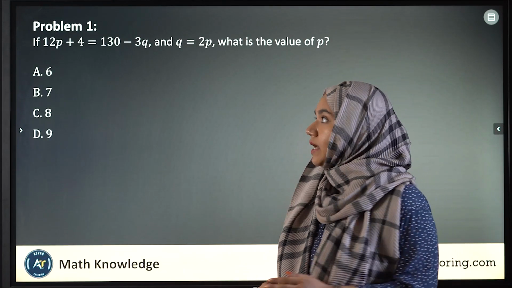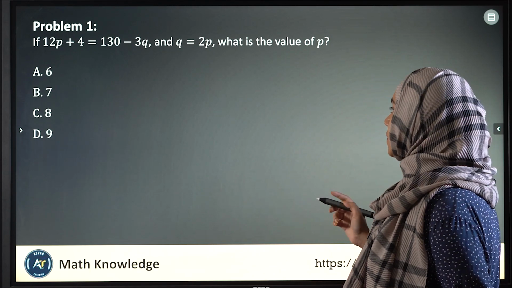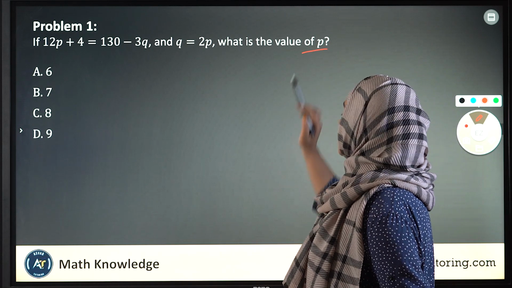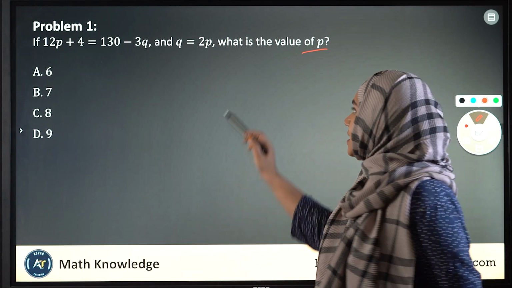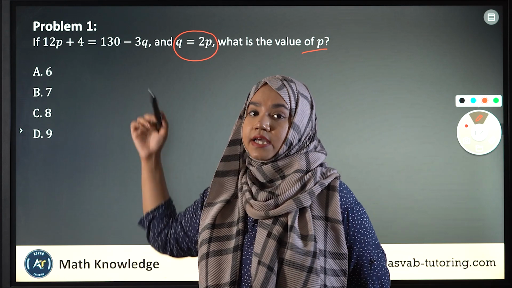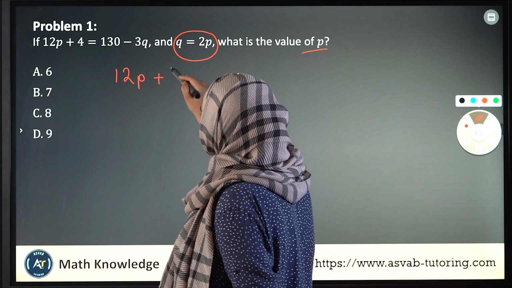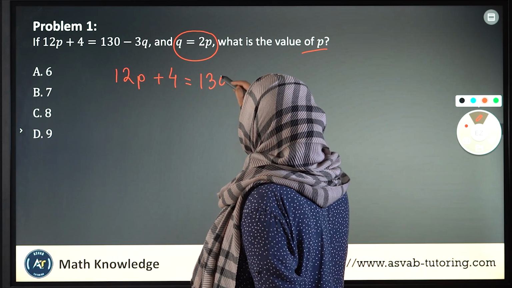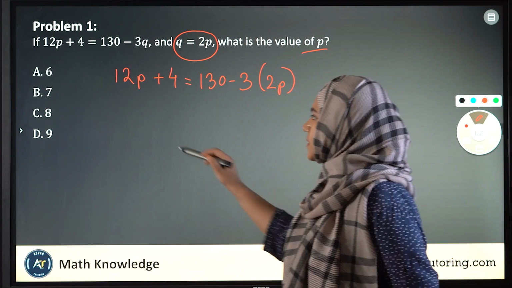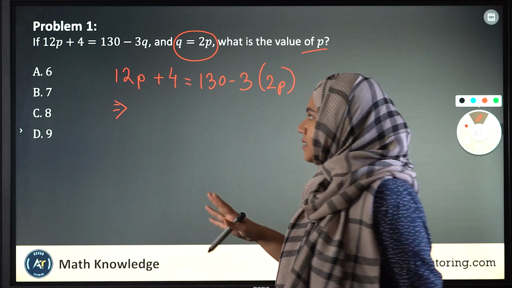If you see problem number 1, it says if 12p plus 4 equals 130 minus 3q and q equals 2p, what is the value for p? To start off, what did the question ask? The question asked for p, right? This means that we need to substitute what is inside q into this given equation. The given equation is 12p plus 4 equals 130 minus 3q, so in the case of q, we are going to write 2p, just like this. Then we are just going to use basic algebra to figure out the value for p.